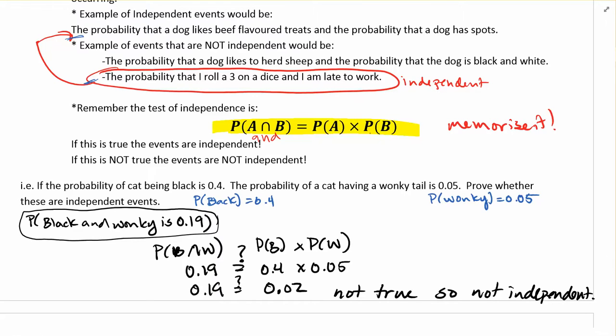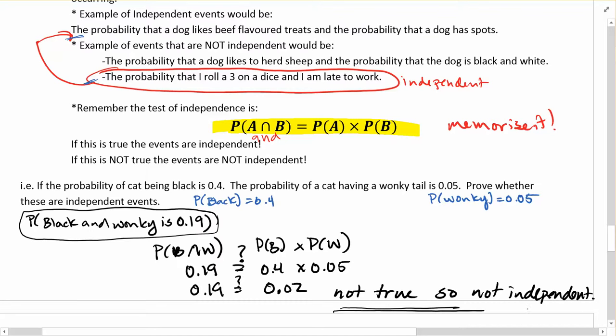So here that they're not independent tells me that there's some sort of correlation between a cat being black and a cat having a wonky tail. So maybe cats that are black are slightly more unlucky and they more often get their tail stepped on or slammed in a door. So that's what this would imply, that there is some sort of relationship between being a black cat and having a wonky tail. So again, you just have to prove that. So make sure you do your timesing, and also make sure that you answer the question if you do have one like this, that you do say that it's actually not independent.